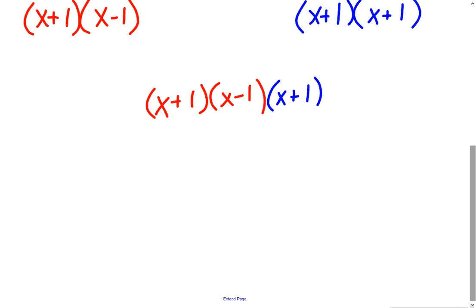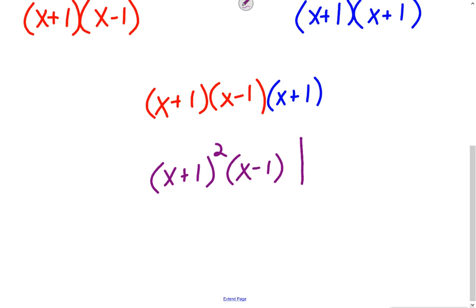We could also write it like this, where I notice that I have x plus 1 and I have 2 of them. So I could also write my least common multiple like this. We could also go through and actually multiply that all together, FOIL, and then do another kind of FOIL problem. But I'm just going to leave it like this, where there's our least common multiple.